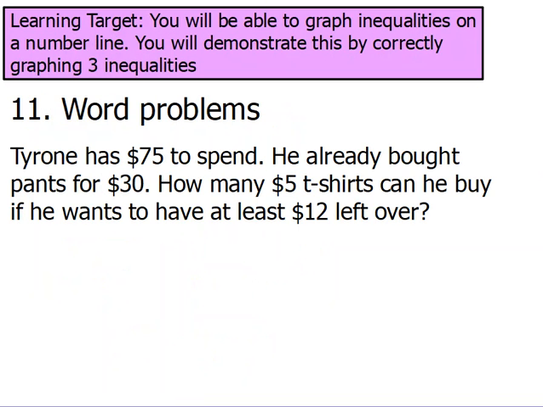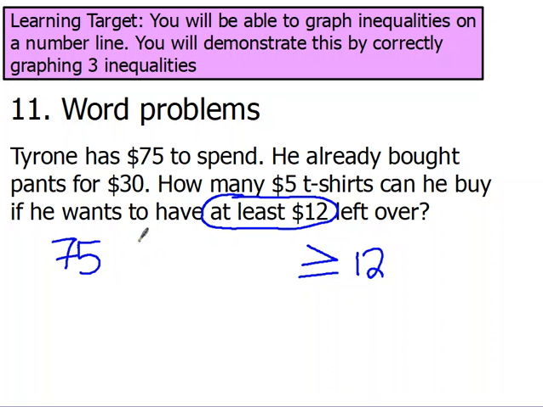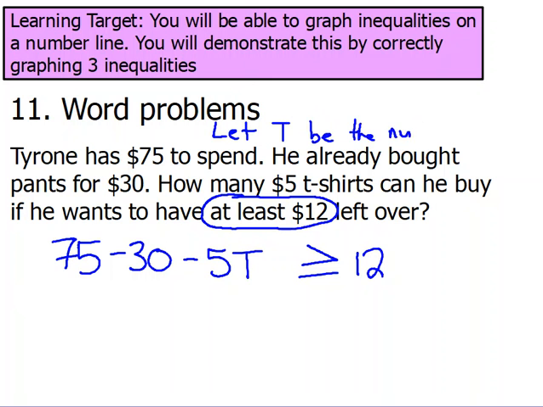Topic 11, word problems. Tyrone had $75 to spend. He already bought pants for $30. How many $5 t-shirts can he buy if he wants to have at least 12 left over? So right here, I see one of those magic phrases, at least 12. So at least 12 means that he would like to have greater than or equal to $12 left over. He has $75 to spend. He already bought pants for $30, so we could take away 30. And then we're going to take away $5 for each t-shirt. And when you create a variable, don't forget that we need to have a let. So I'm going to let t be the number of t-shirts.